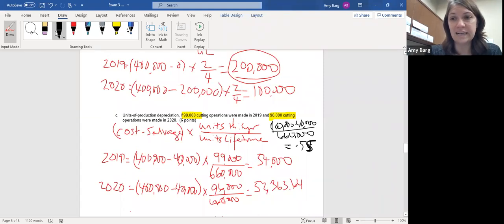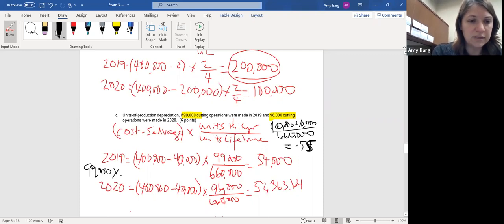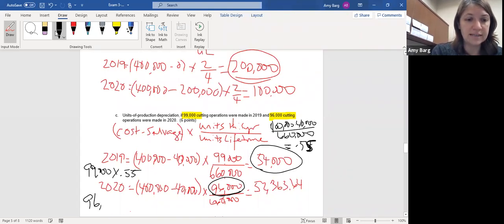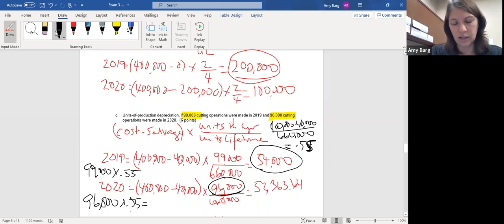So if you make 99,000 units, so if we do this 99,000 times the 55 cents, well, actually, you'd get a different number just because of rounding. But it's telling you that in that year, all those 99,000 units essentially depreciated your machine by $54,000. And then in 2020, you didn't do 99,000 units anymore. You did 96,000 units. So if you were to do that 96,000 times that same 55 cents per unit, you'd actually get a different number again because of rounding, but you would get this 52,000.